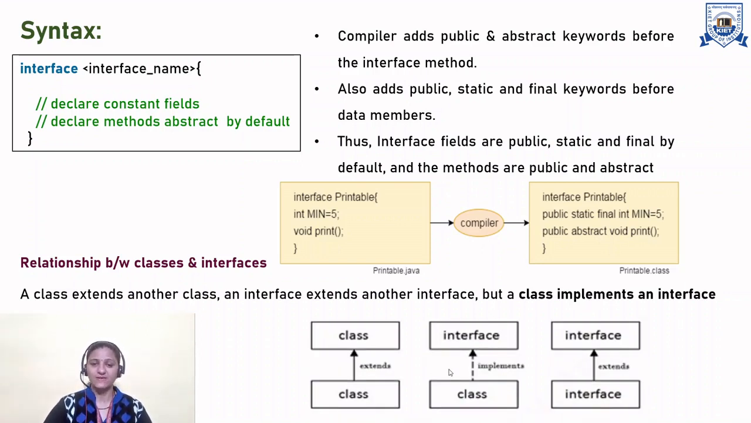So in this figure, there are a class and a class. What is the relationship between the two classes? A class extends another class. A class implements an interface, whereas one interface can extend another interface. Both are incomplete. Both have the abstract method. They can extend, but finally they get implemented by a class.